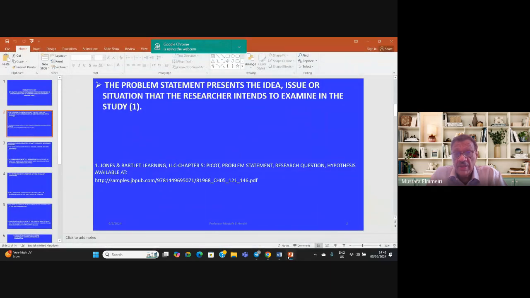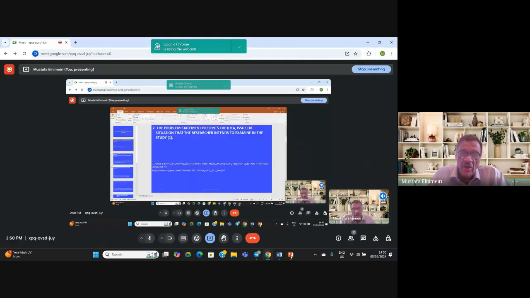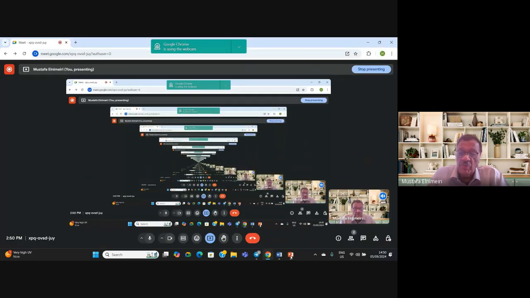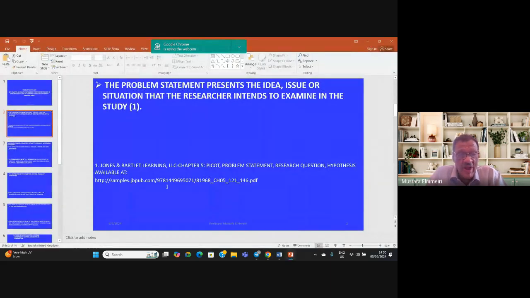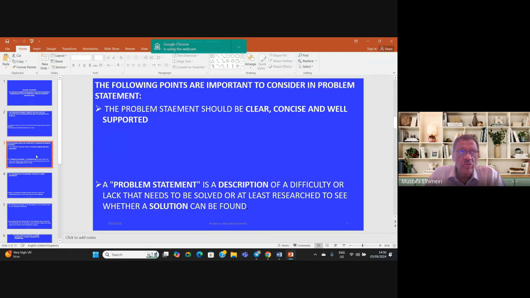The problem statement presents the idea or the issue or the situation that you as a researcher intend to examine in the study. That is to say, what exactly is the problem. When you read the problem statement, then you can easily understand what is the problem the researcher is trying to research and is trying to generate information about. The following are important points to be considered when writing the problem statement.